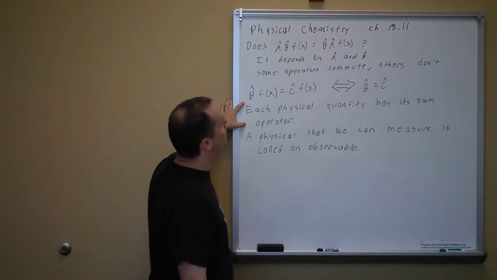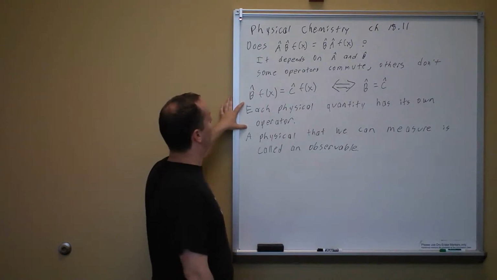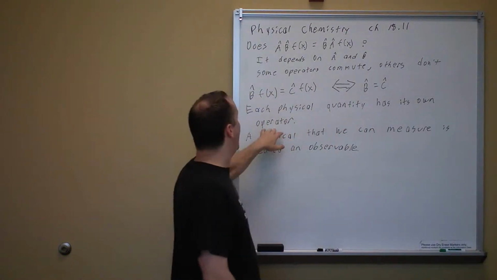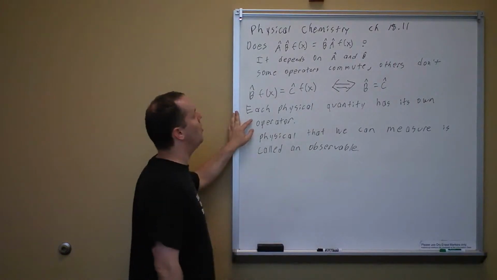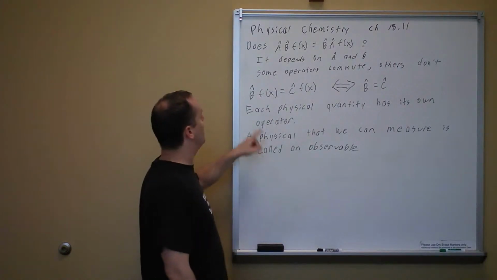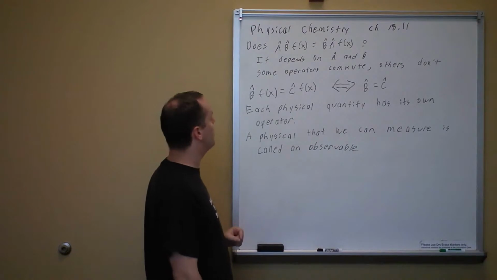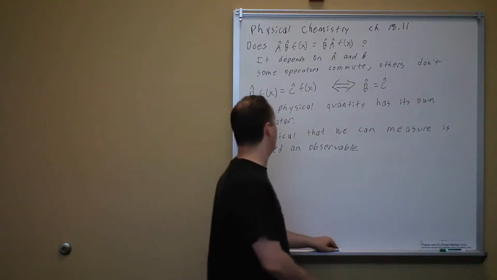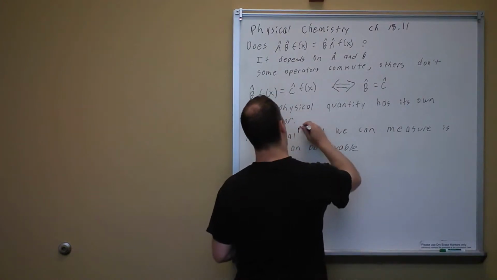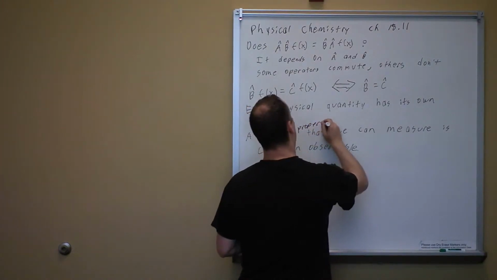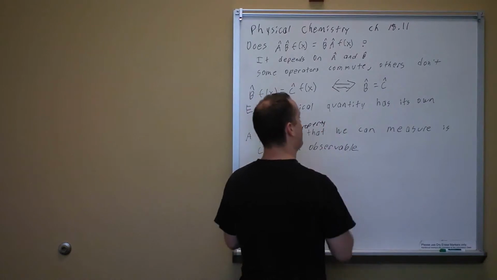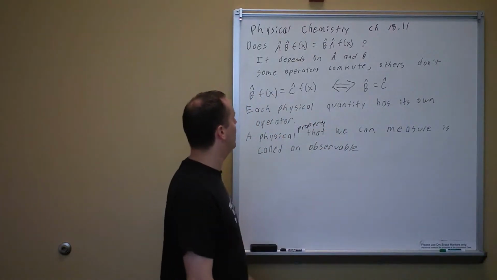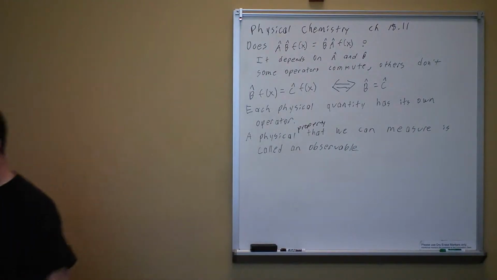Now, if you're wondering what in the world quantum mechanics has to do with physical chemistry, it's because each physical quantity has its own operator. So we're going to take the Schrodinger equation and we're going to apply an operator to it to get something useful out of it. Anyway, a physical property that we can measure is called an observable. And on the next slide, I'm going to give you some examples of what that means.